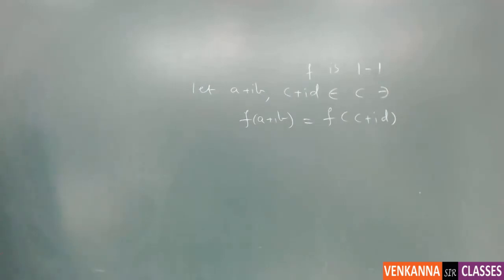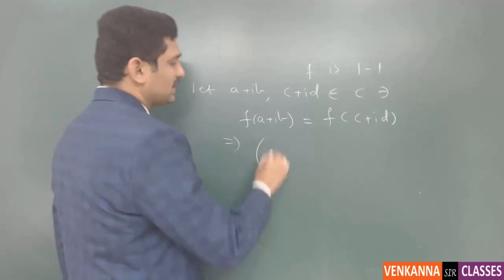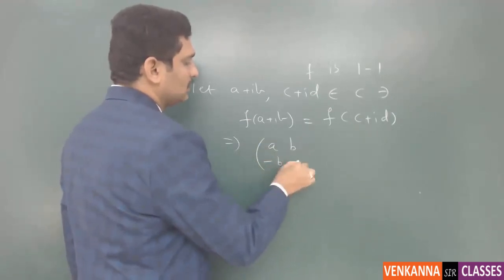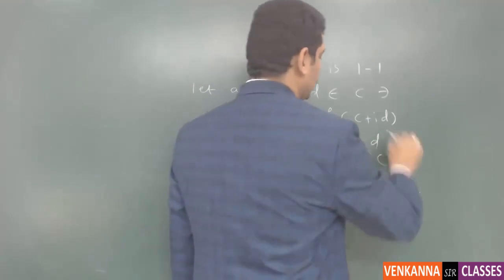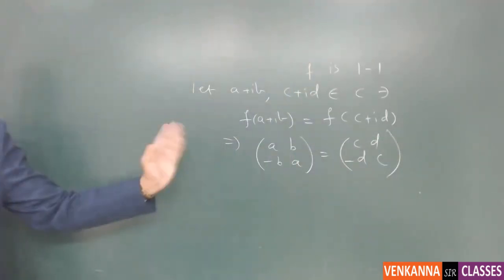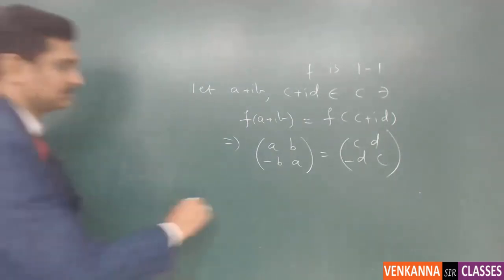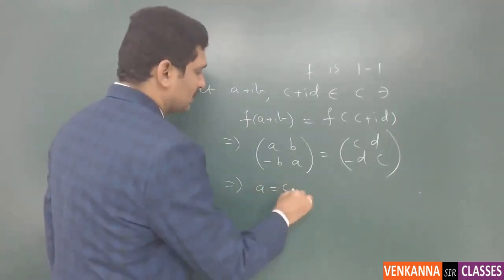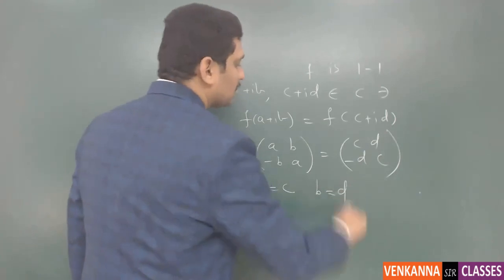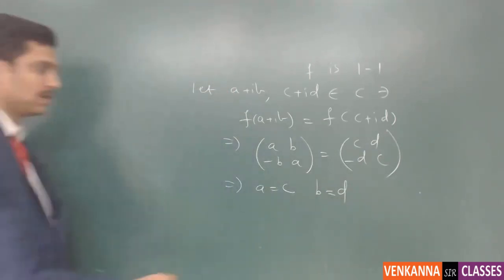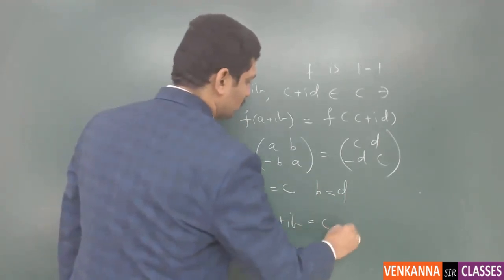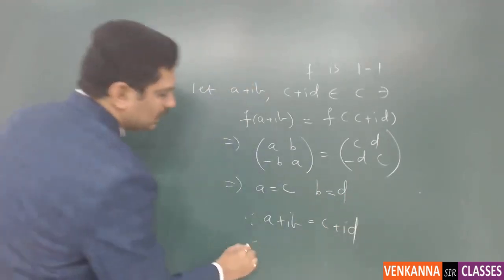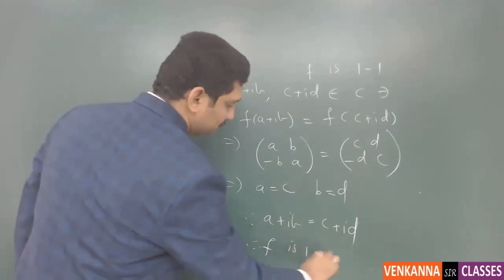F of A plus IB is equal to F of C plus ID. From this you can say that AB minus BA is equal to CD minus DC, equating the respective values of the matrix. From this you have A is equal to C, B is equal to D. Therefore, A plus IB is equal to C plus ID. Therefore, F is 1 1.